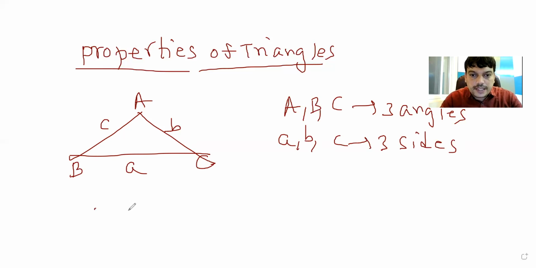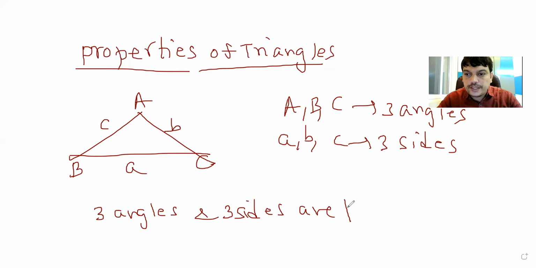So three angles and three sides together, what are they called as? Elements of the triangle. Three angles and three sides are known as elements of the triangle.